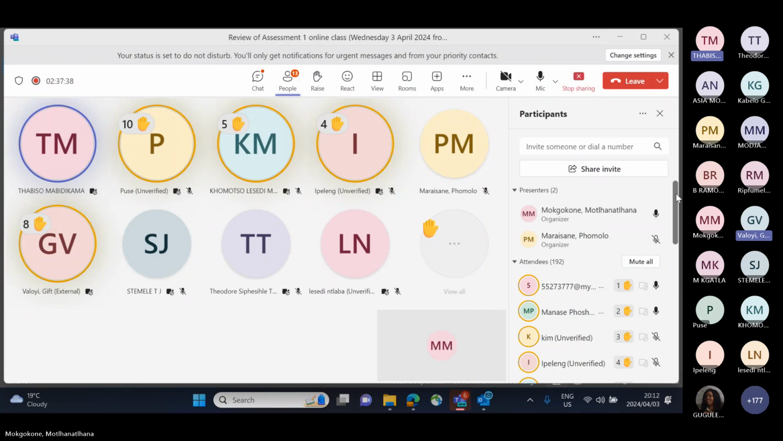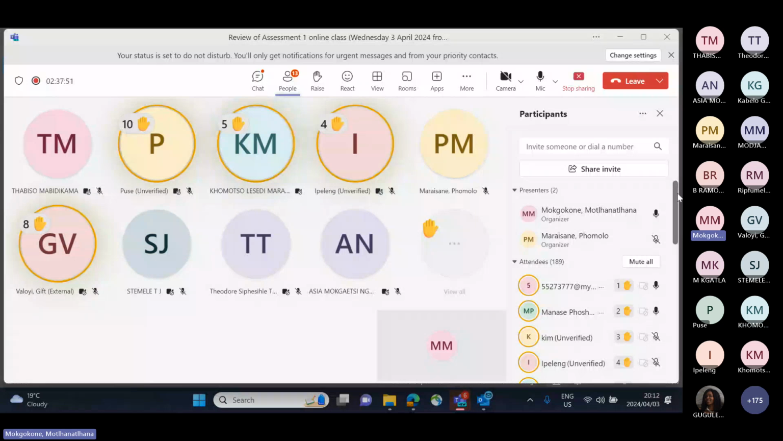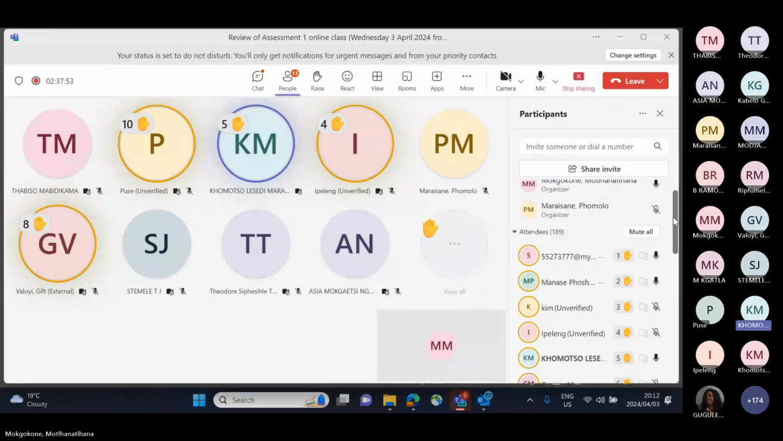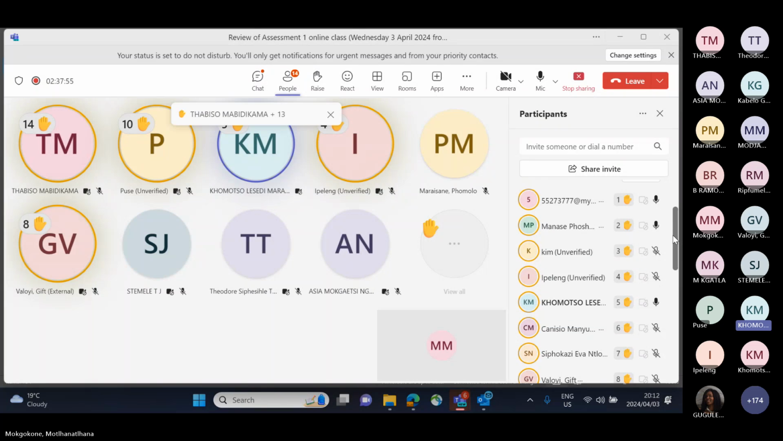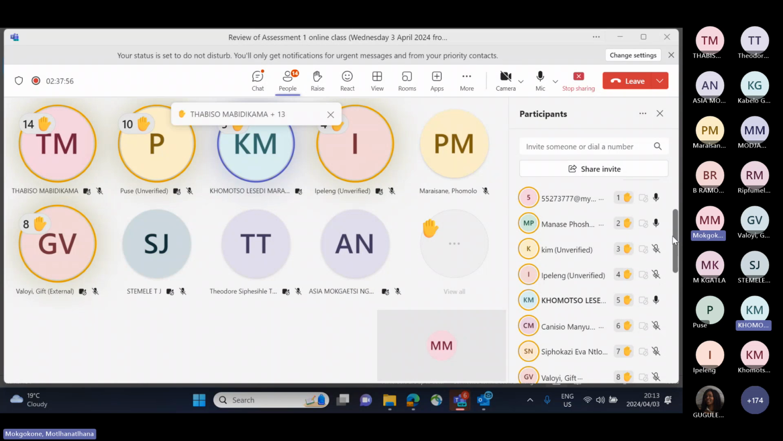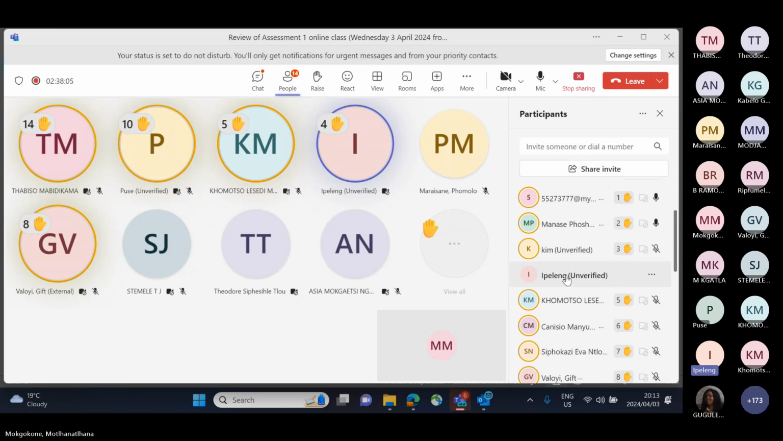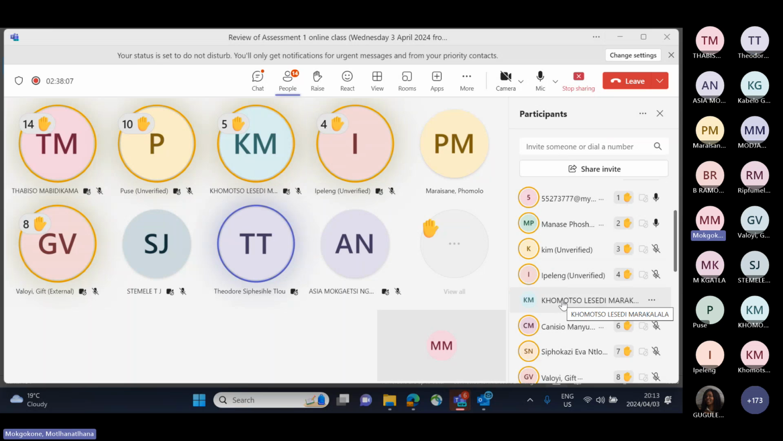So say if you didn't do well with assessment 1, for example, if you got 40%. Some of us are in the queue. Maraisani, who is next? Because I don't know who is next. It was Kim and then Ipileng, sir. Can Ipileng go on? Oh, I'm so sorry, I forgot to lower my hand. I'm so sorry, guys. Komuto can go on.